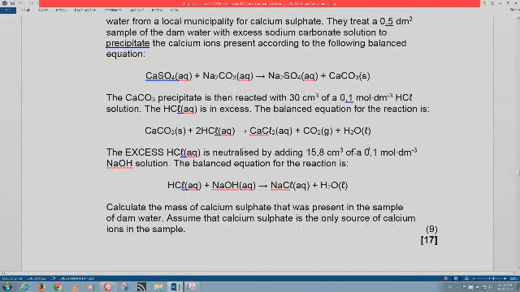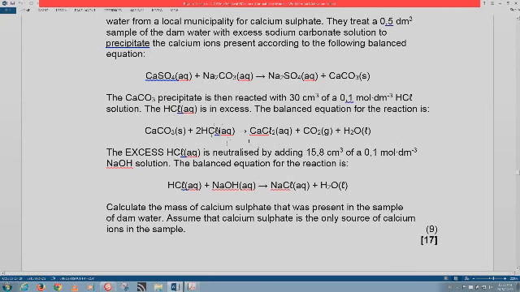the calcium carbonate. And then the calcium carbonate precipitate is then reacted with 30 cm³ of a 0.1 mol/dm³ HCl solution. The HCl is in excess. The balanced equation for the reaction is calcium carbonate reacts with HCl to form calcium chloride, carbon dioxide, and water.